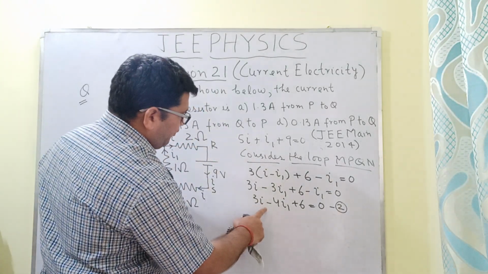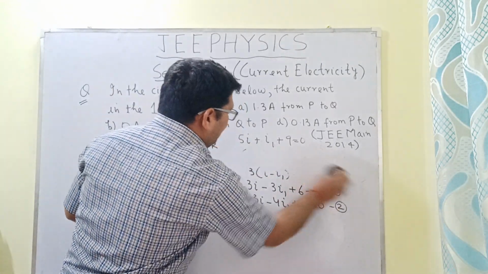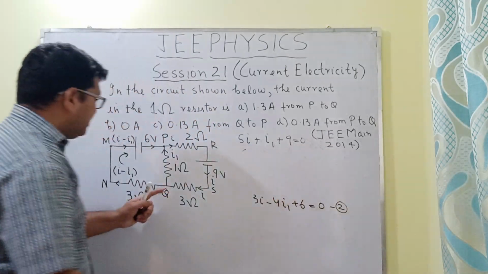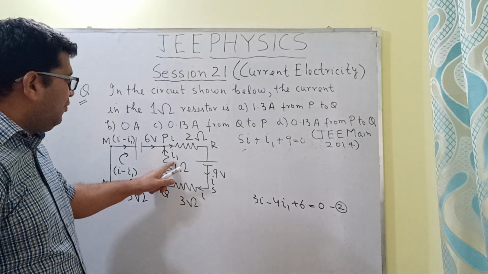That is 3i minus 4i1 plus 6 is equal to 0. So I have got two equations, and with the help of these two equations, we will be able to find the value of the current which is flowing through this 1 ohm resistor. So we have to basically find the value of I1.